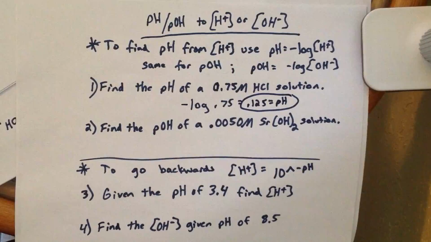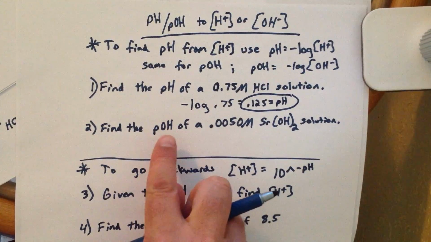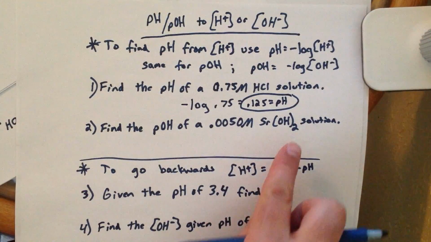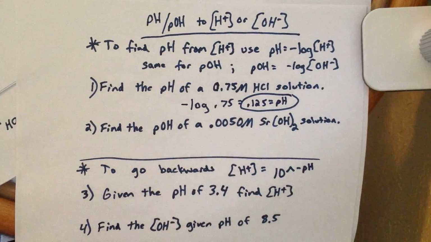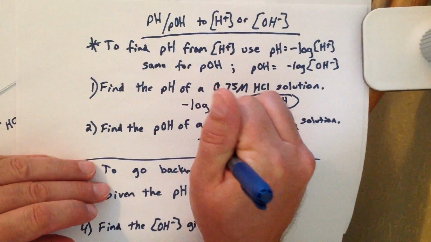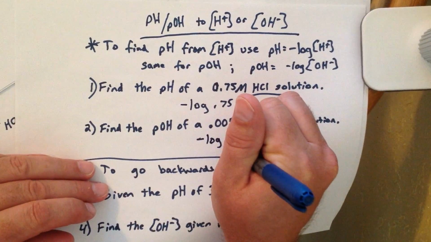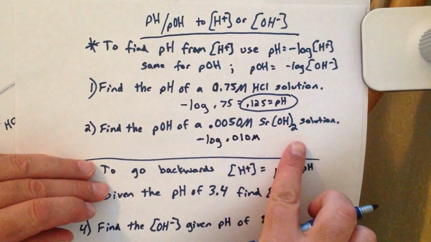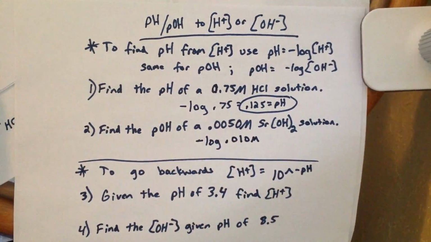Okay, the next problem we're going to look at is strontium hydroxide, finding a pOH. How much of a base is this really strong base? So notice we have a 2 here. So what do we do with that concentration? From the last video, we saw that we double it. So that means we're going to do negative log of 0.010 molar. And again, because of this 2, I doubled this number in my head.